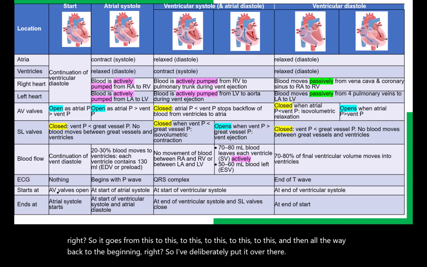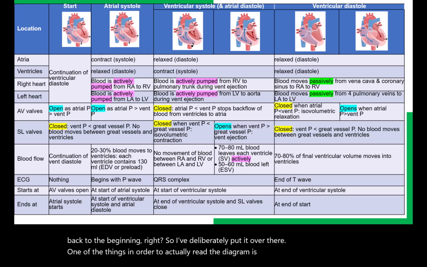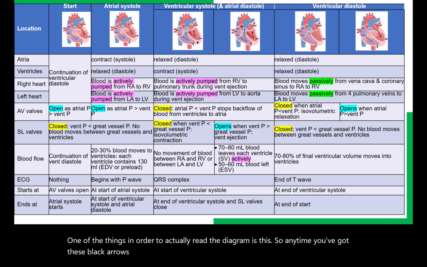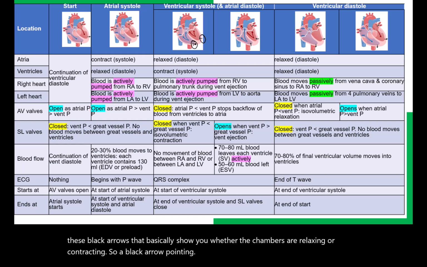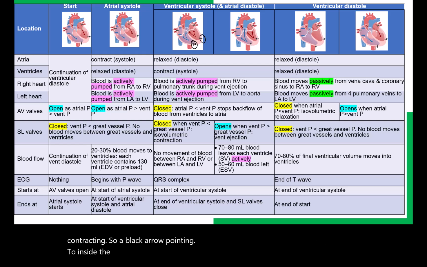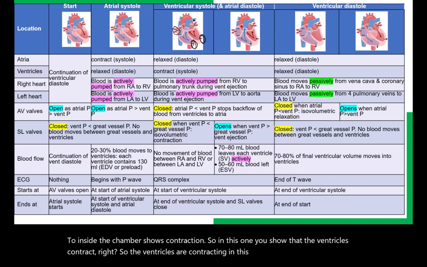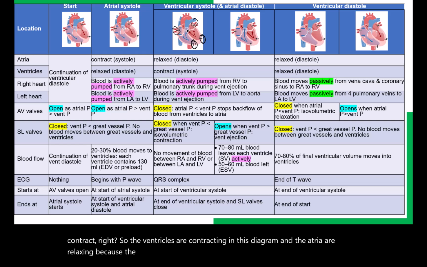One of the things in order to read the diagram is this. Anytime you've got these black arrows, they show you whether the chambers are relaxing or contracting. A black arrow pointing to the inside of the chamber shows contraction. So in this one, the ventricles are contracting, and the atria are relaxing because the black arrows point outwards, away from the heart, right? Over here, in the next part, you've still got the ventricles contracting and the atria still relaxing.